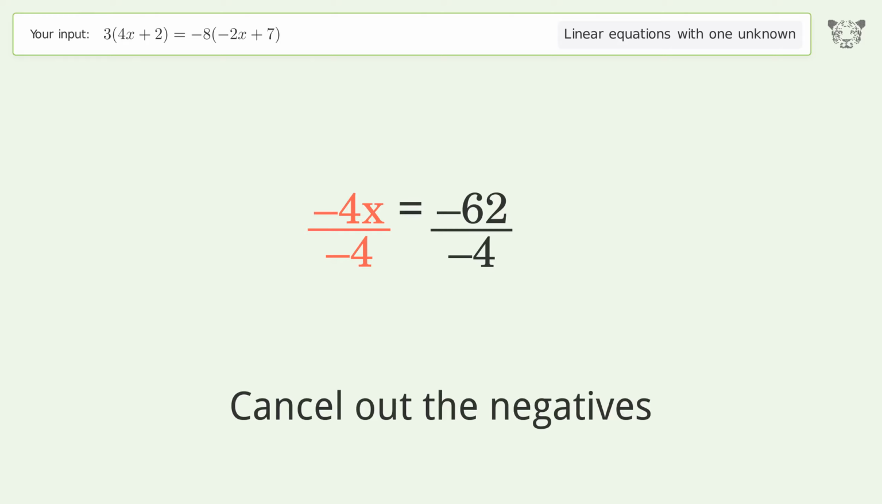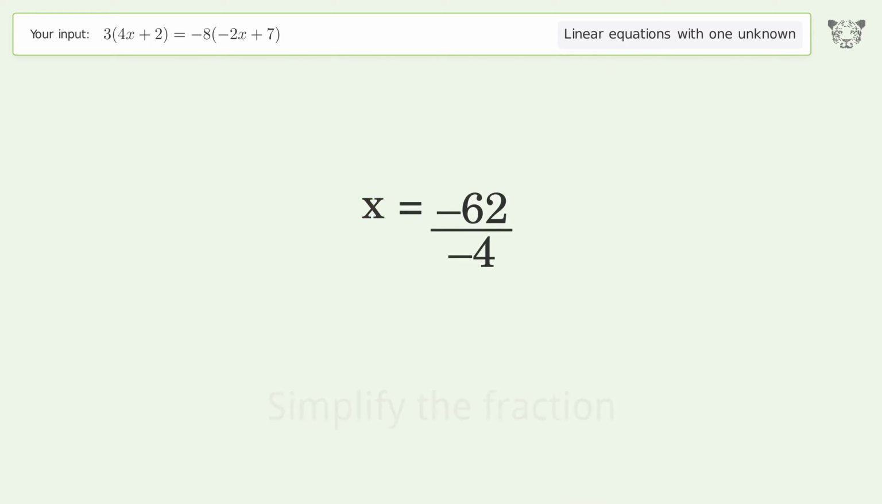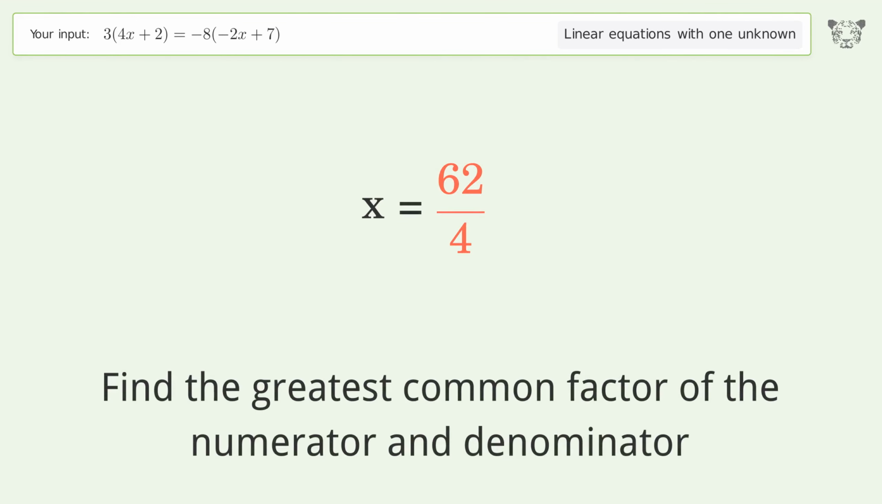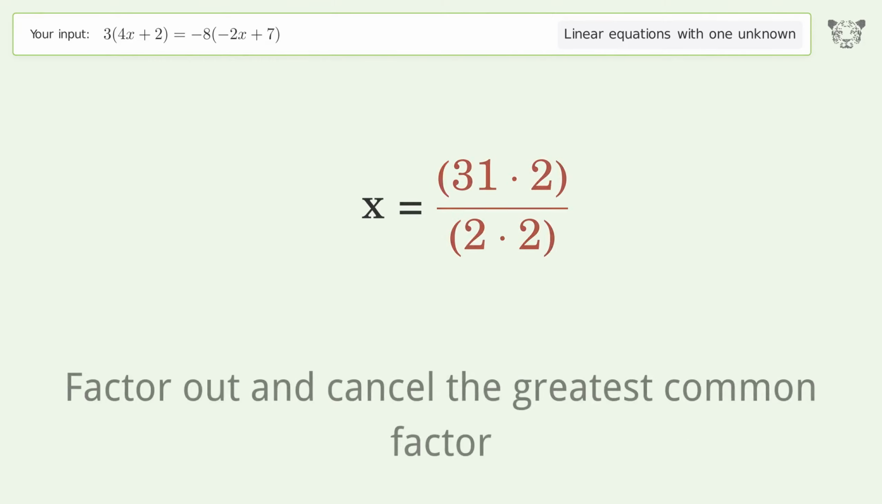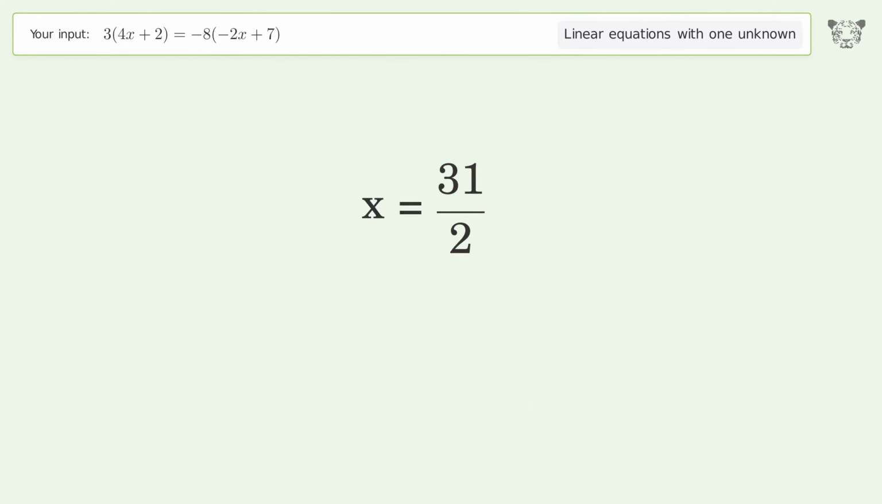Cancel out the negatives. Simplify the fraction. Cancel out the negatives. Find the greatest common factor of the numerator and denominator. Factor out and cancel the greatest common factor. And so the final result is x equals 31/2.